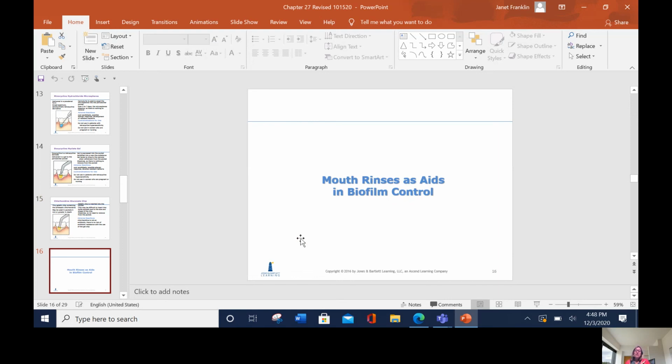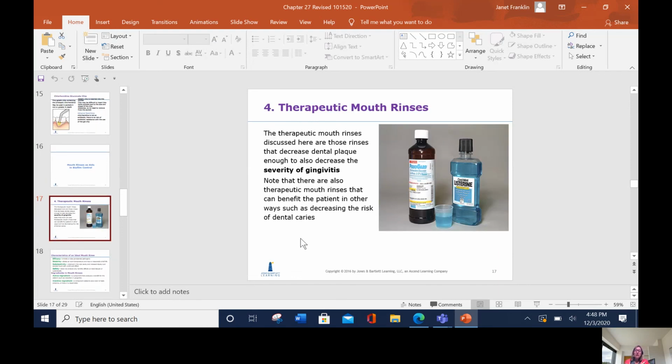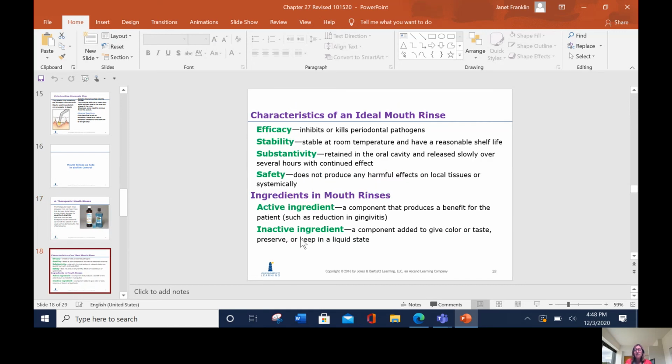Mouth rinses. So we use a lot of mouth rinses. Therapeutic mouth rinses. So there are lots of therapeutic ones. There are a lot of mouth rinses on the market, all of which are therapeutic. A lot of them are just breath fresheners. Listerine happens to be one of them.